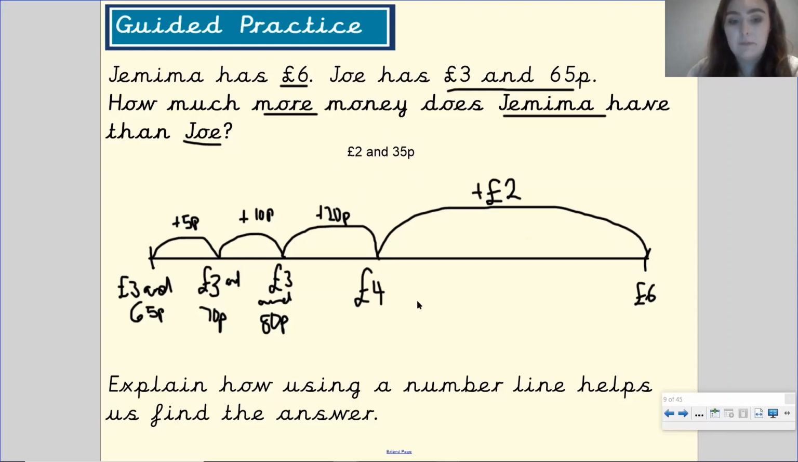£2 and 35 pence. How has using a number line helped you find the answer? Pause the video and have a think. Great work. So you could have said something like, it helps us to find what comes next. It helps us to round up the numbers. It helps us to find the difference by looking at the different amounts that we could add. So well done if you said something along those lines.